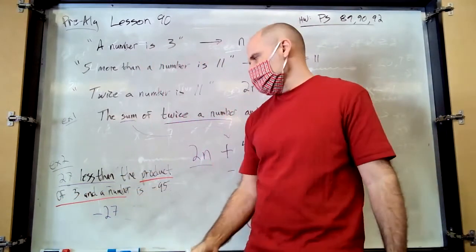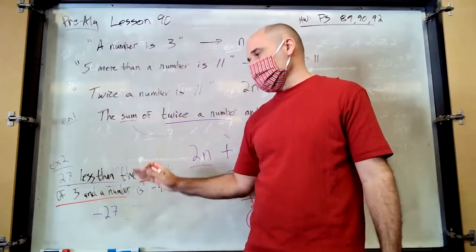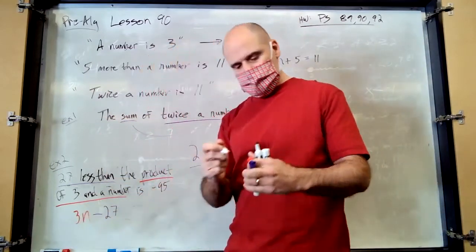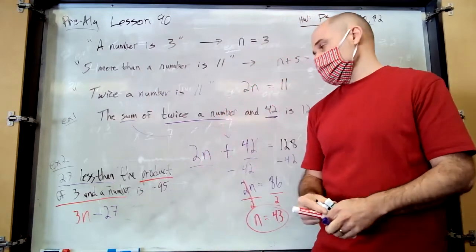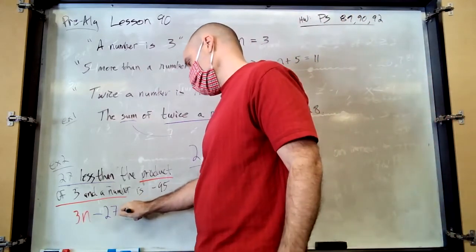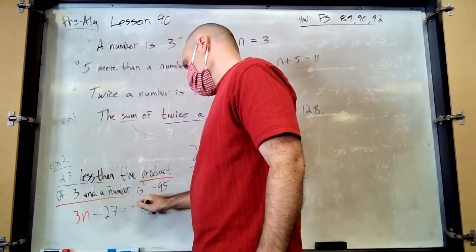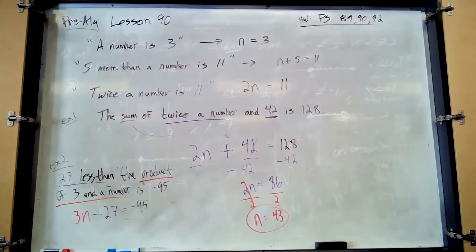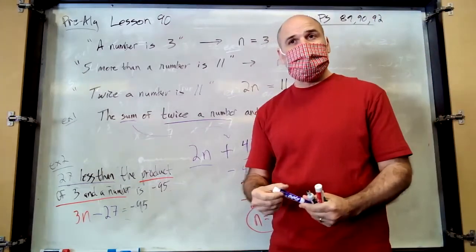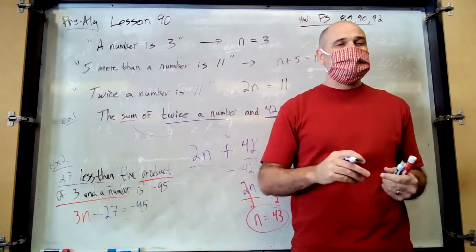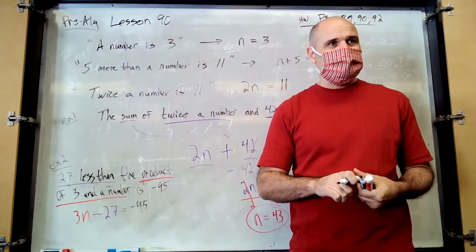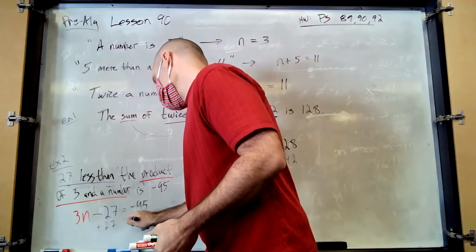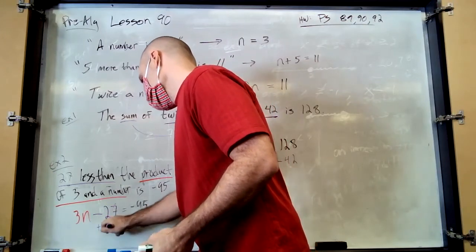3n. So 27 less than that product would be 3n minus 27. And then, of course, it is negative 95, right? Now what do we do to get n by itself? Get rid of the 27. How do you get rid of the 27? It's being subtracted, right? So we add it to get rid of it. Add 27 to both sides.